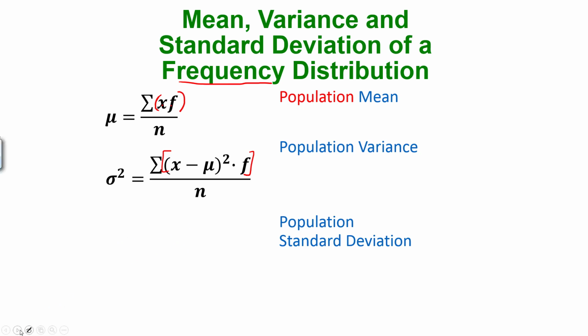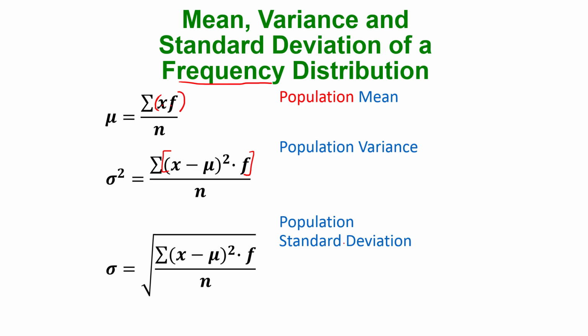Okay, so I want to point out that in each of these formulas, we have an f over n. You see that f over n that appears there? And what is f over n? Probability. F over n is always the probability. So when we're talking about probability distributions, we can use the information in a probability distribution to also find the mean, the variance, and the standard deviation, because all we're going to do is replace that f over n with the probability.